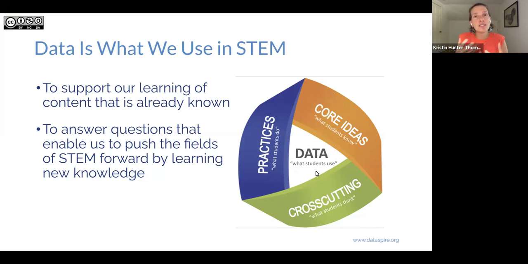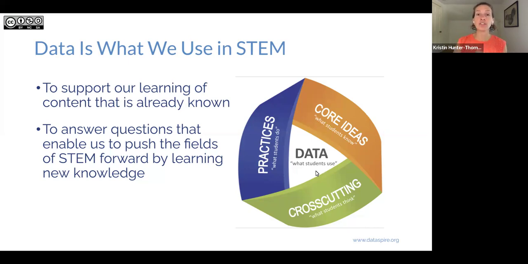And it's not just that we use data in multiple ways in our elementary and secondary education system for students in these STEM classes. We use data to support our learning of content that is already known, and we use data to answer or investigate questions that enable us to push the STEM fields forward by learning new knowledge. So we've got two things going on with the same thing, data. This is a lot for anybody to take on.